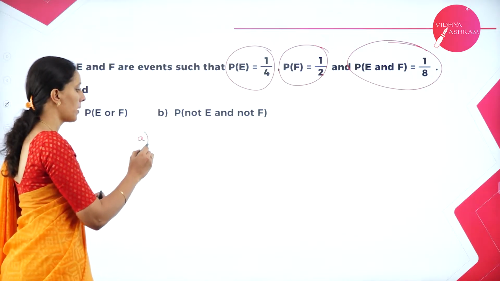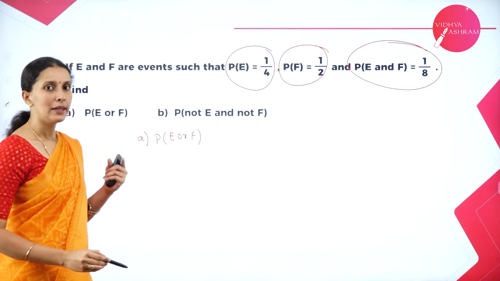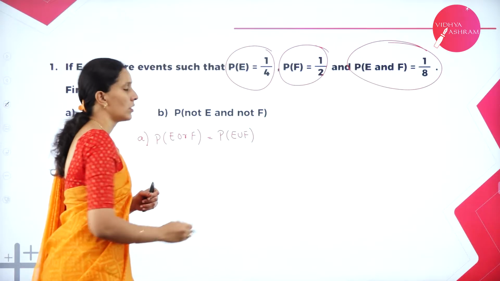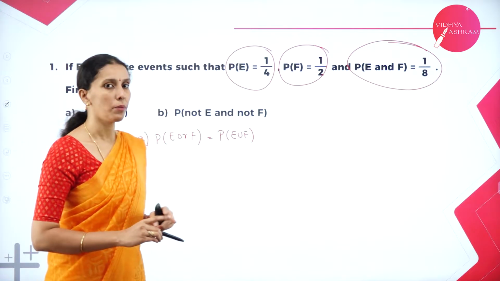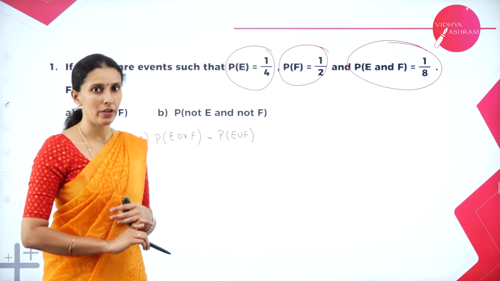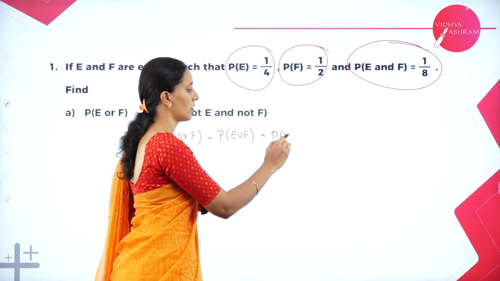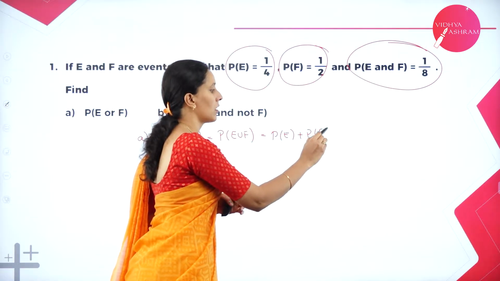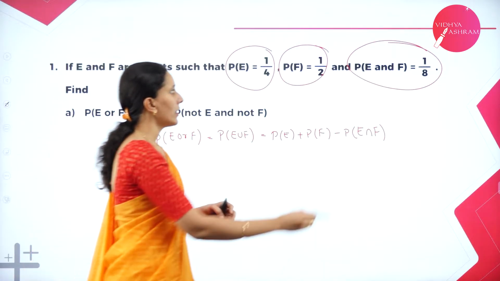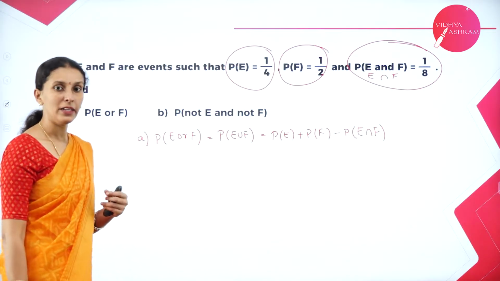So, first one, P of E or F. Or is nothing but union. So, therefore, we take P of E union F. There is no condition whether E and F are mutually exclusive or not. So, whenever there is no condition of mutually exclusive events, we have to take P of E union F in the form of P of E plus P of F minus P of E intersection F. Here, E and F is nothing but P of E intersection F. When you have and, it is nothing but intersection.